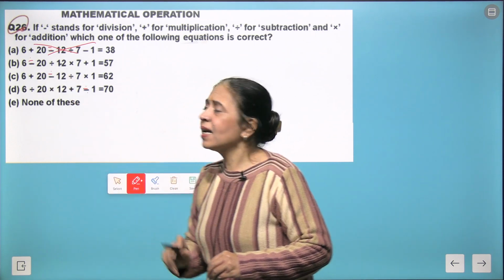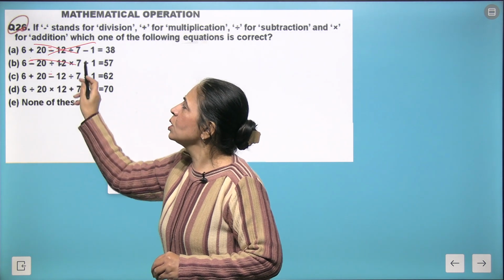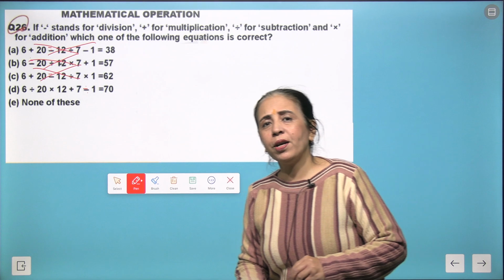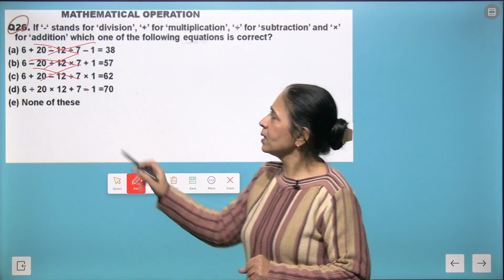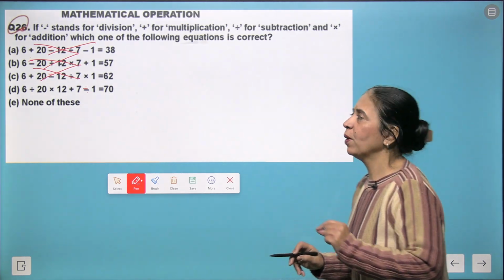Can we divide 6 by 20? Again, the answer is no. So this won't be your answer. Again, 20 cannot be divided by 12. So we cross it, and 7 can be divided by 1. So this is one of the possibilities.